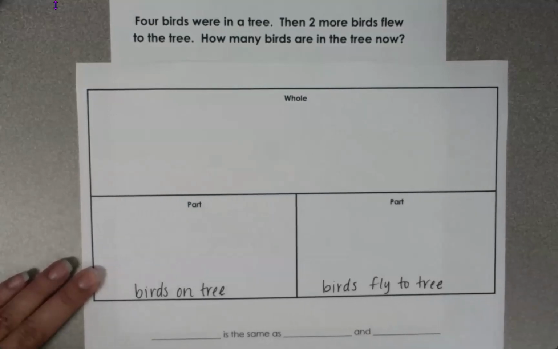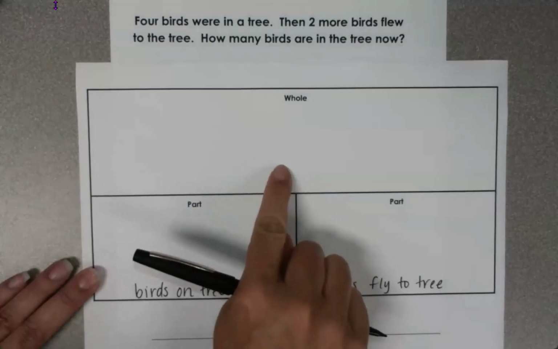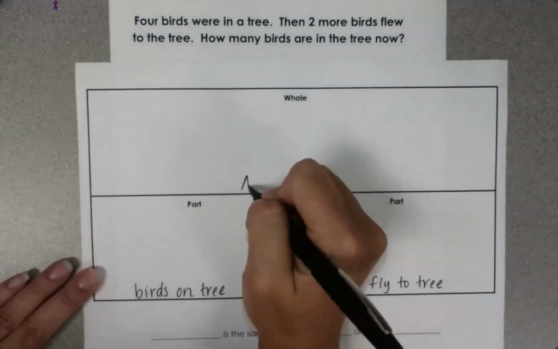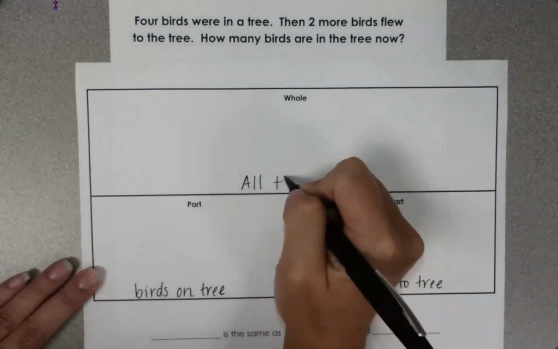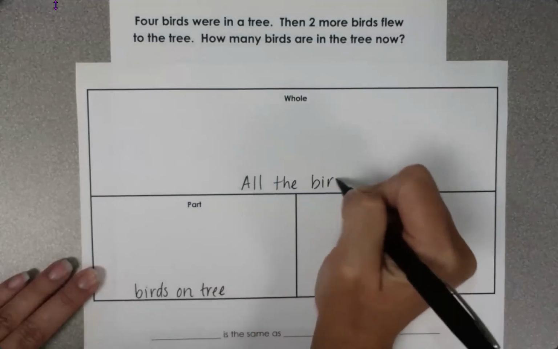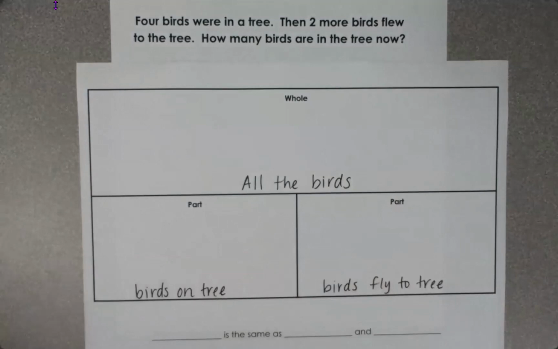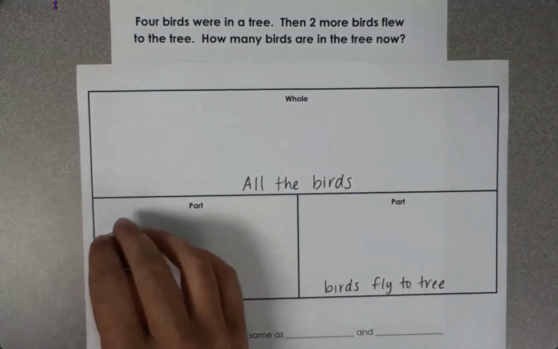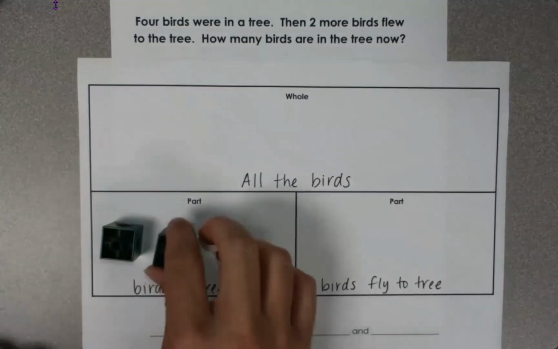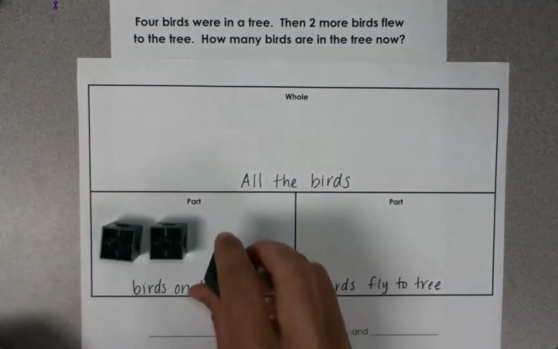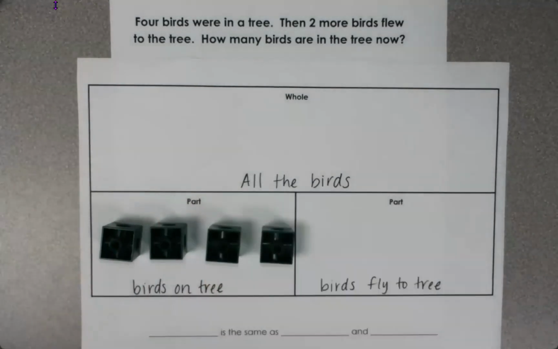And what I'm trying to find out, my unknown, is my whole, and that's all of the birds when I combine or join both of these parts. So when I look at the problem, I know that the problem says that there were 4 birds on the tree. So I'm going to represent my 4 birds on the tree with these green snap cubes. So I have 4 birds on the tree.